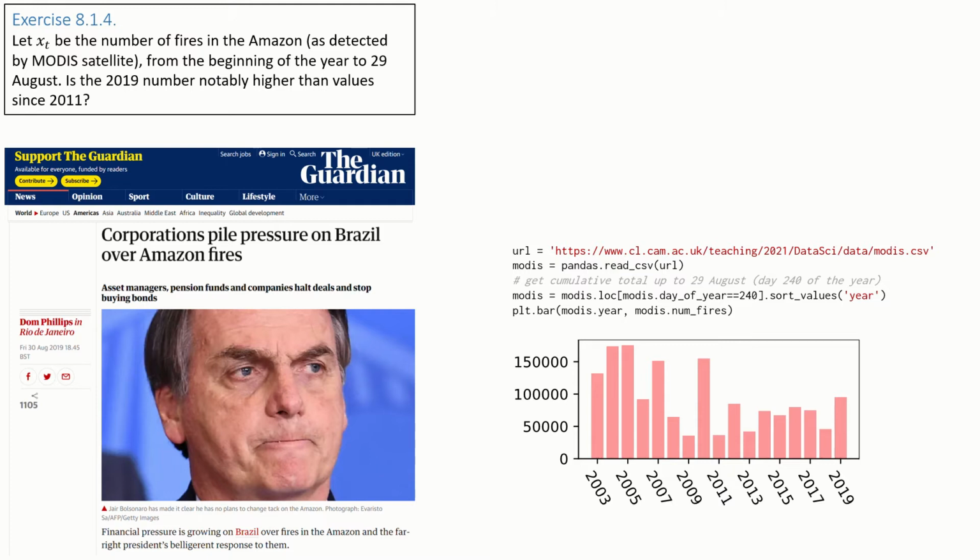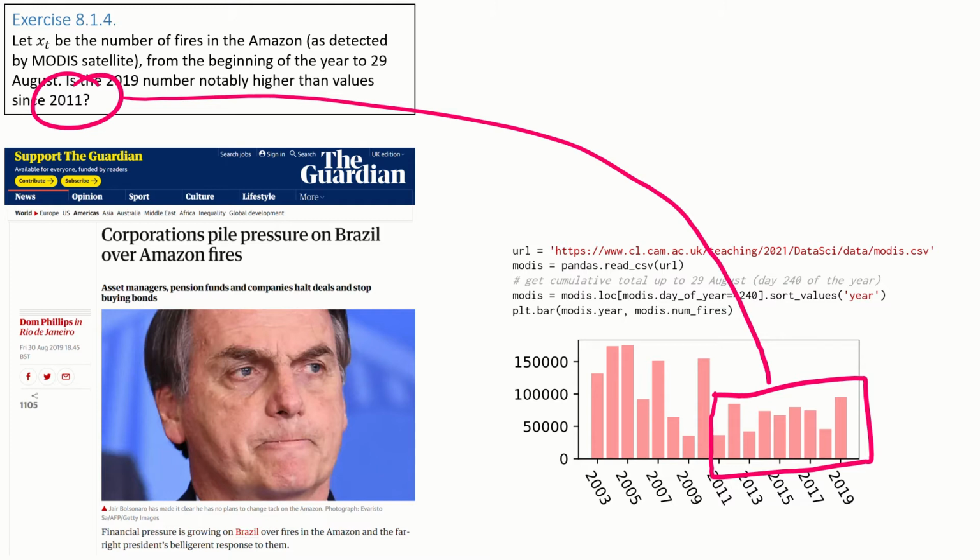And indeed, the 2019 figure is very high. It's more than twice as high as the preceding year. The question only asks about 2019 compared to values since 2011. That's from reading the subtext behind this news article here. 2011 is when the previous president, Dilma Rousseff, came to power, and the news article is implying a policy difference between her and Bolsonaro. So let's go ahead and answer this question with the confidence interval.